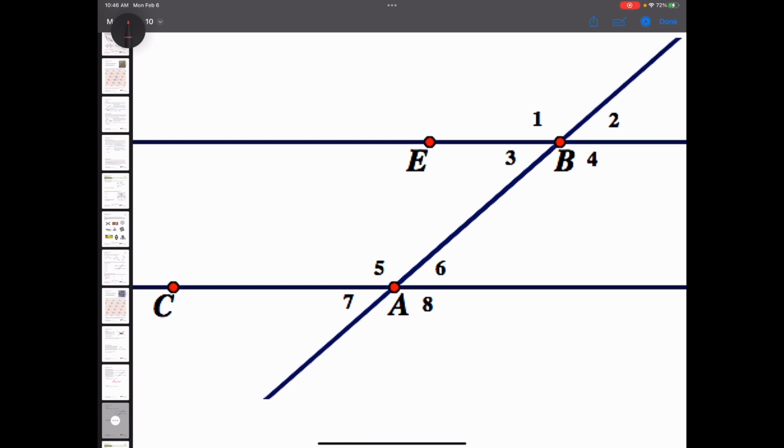Think through it. This is a good one to practice. Think. So are we proving that?